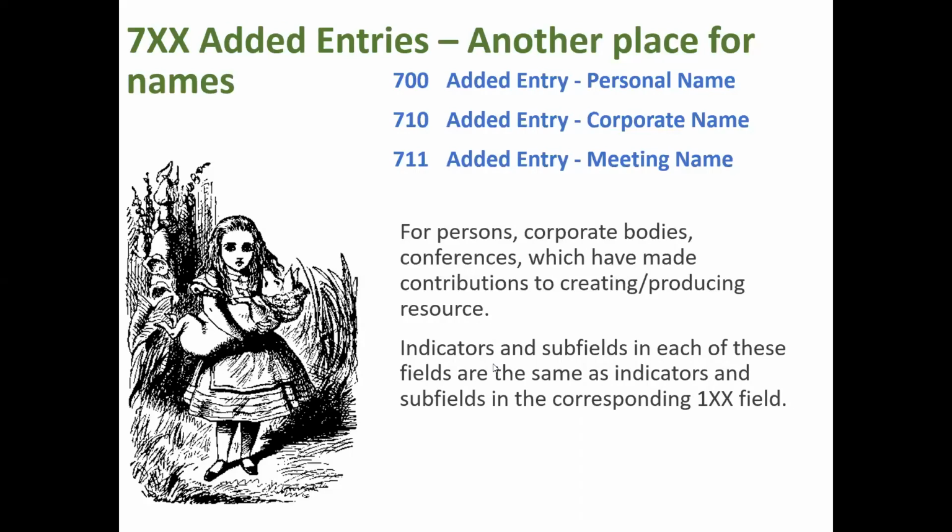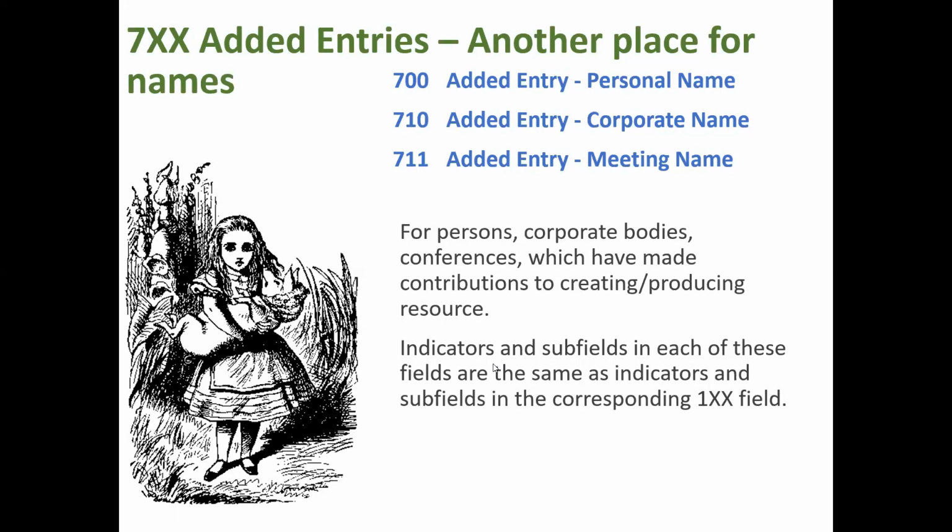So remember, 100 would be if I wrote a book, then Faye, Robin M would be the 100. If I co-author a book, and I'm not the primary author, I'm not the first one listed on the title page, then I would go in the 700 field, and I would be, again, Faye, Robin M.